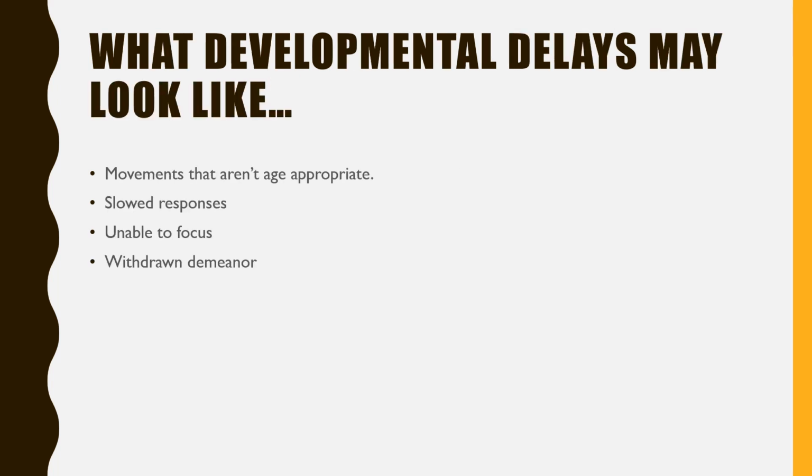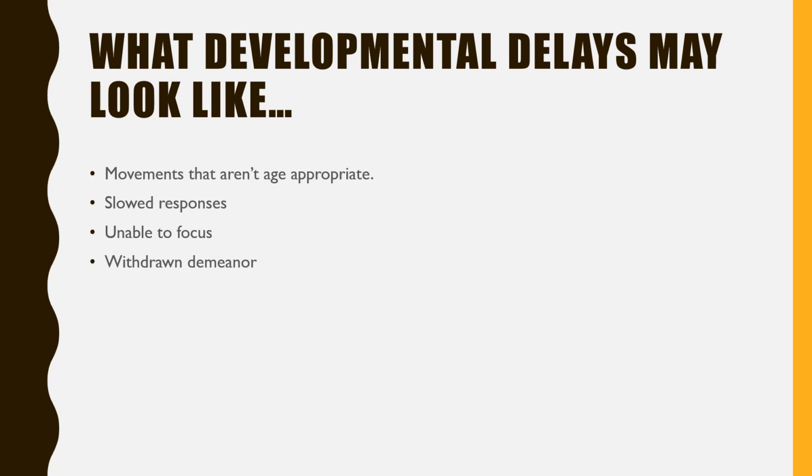So here's what it may look like. You have children, sometimes infants, sometimes toddlers, sometimes older children, where their movements just don't seem very well coordinated. They aren't age appropriate. They aren't able to do the things that other normal kids would be doing. They'll also have slowed response. So when you ask them a question, sometimes they're a little bit slower to respond to you.